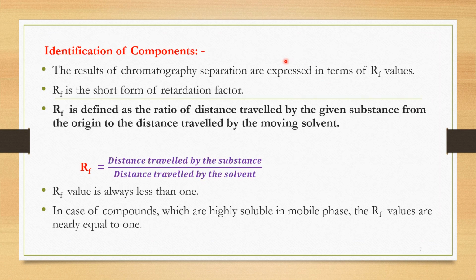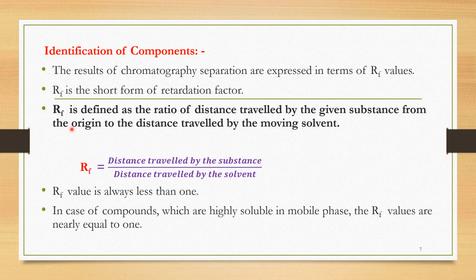The next important point from this paper chromatography technique is identification of components. The results of chromatography separation are expressed in terms of RF values. RF is the short form of retardation factor. Now how to define this RF? RF is defined as the ratio of distance traveled by the given substance from the origin to the distance traveled by the moving solvent. So RF is nothing but a ratio of distances.